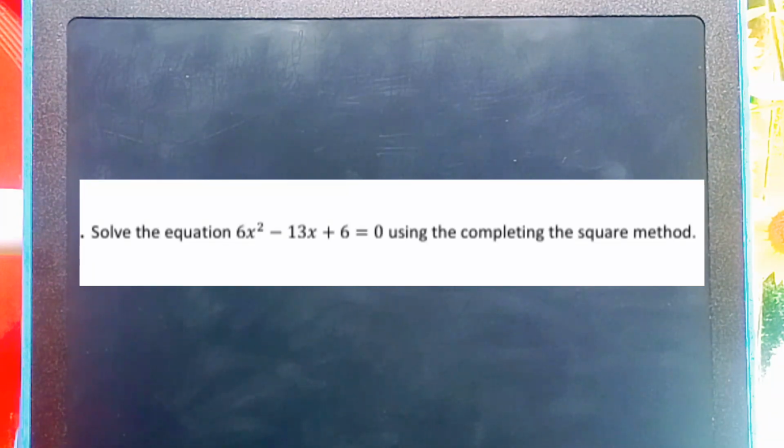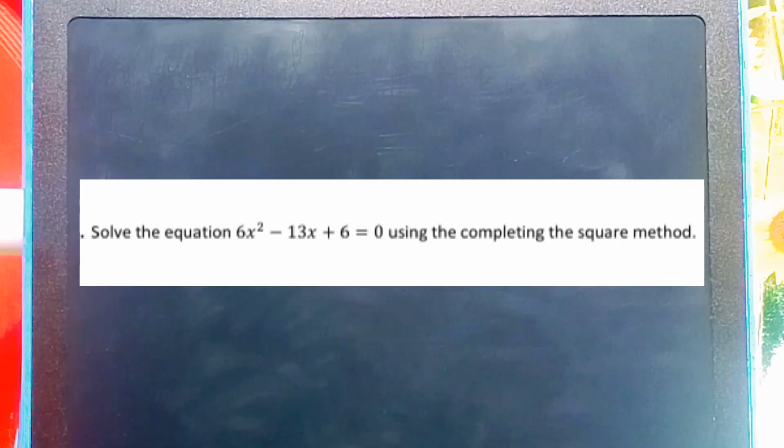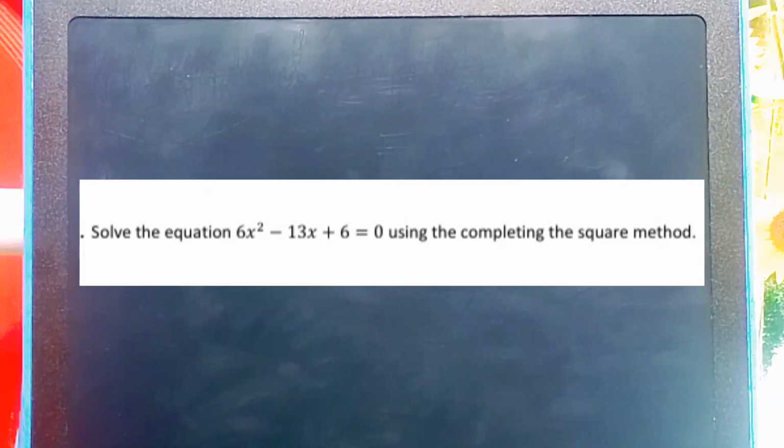Welcome again, and in this session I want us to look at a question on quadratic equation, and it is a direct one. We are given the equation and we are told the method, which is completing the square technique, to solve for the value of x.